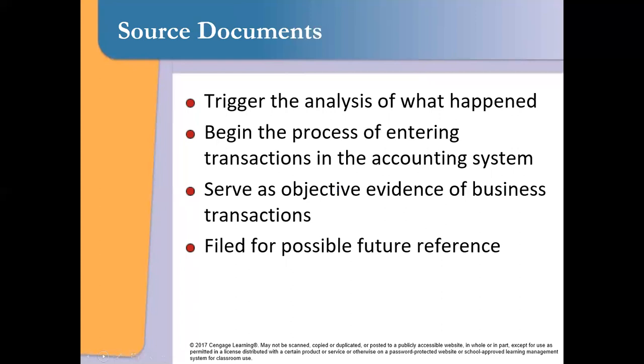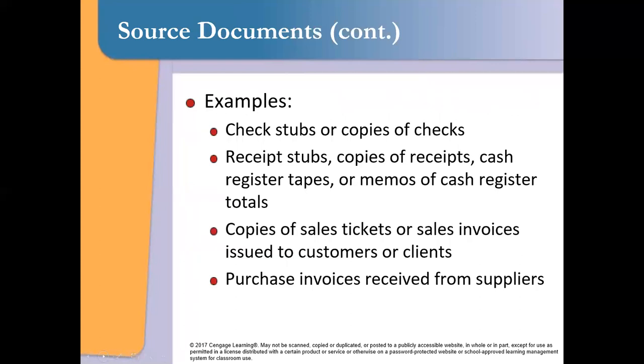It helps us begin the process of entering transactions into the accounting system. The source documents serve as objective evidence of a business transaction. In other words, did this actually happen? Well, these source documents prove that they did, and they are filed for possible future reference. If we ever need to prove that something happened, or we need to see whether we made a mistake on a transaction, we can go back to those source documents, and they can tell us what happened.